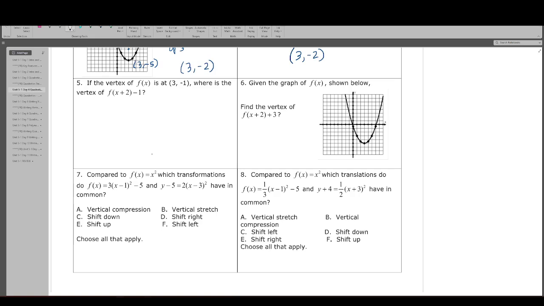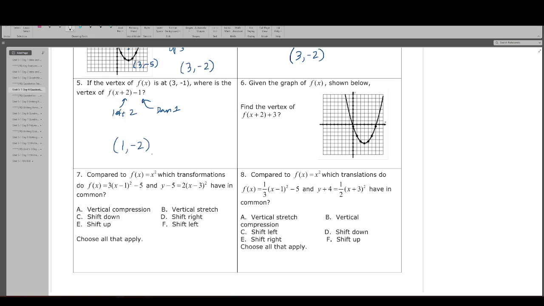If the vertex is at 3, negative 1, where is the vertex if we go left 2 and down 1? So that would be 3 left 2 would put us at 1, and negative 1 down 1 would put us at negative 2. So remember, if we're already negative and going down, that will put us even more negative.